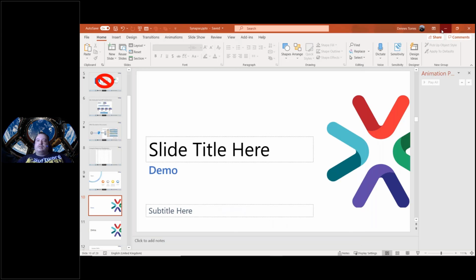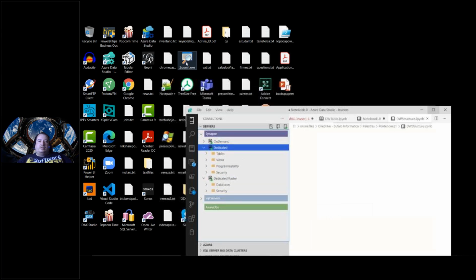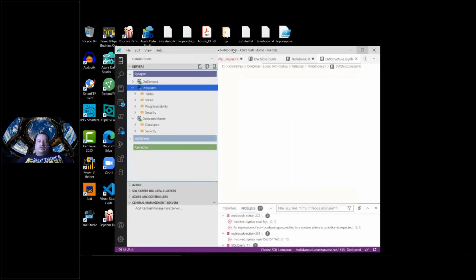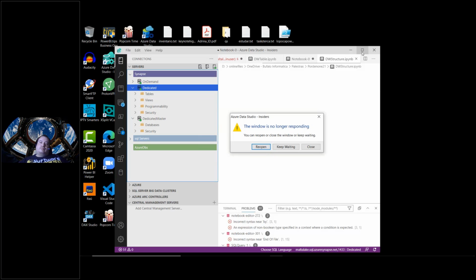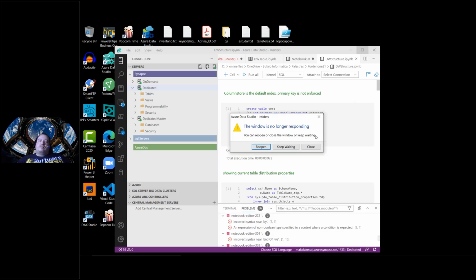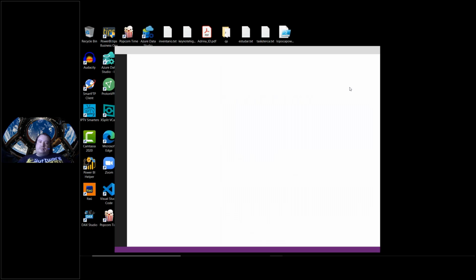While it's opening, let me be sure that I execute the zoom tool so I can zoom in when needed.